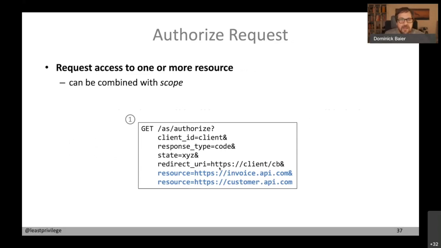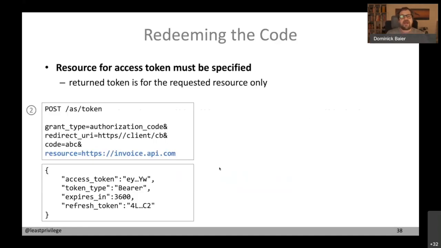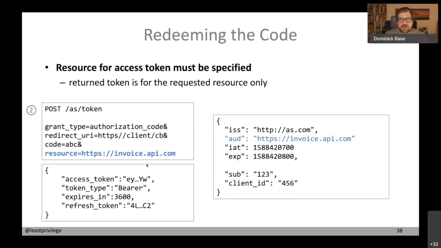Now, how does that work? What you will get back is an authorization code, just as normal. And then when you redeem the authorization code, you say, now give me back a token for invoice.api.com, and the access token that comes back from that token request will have the audience set to the resource name, which means this token can only be used at invoice.api.com. So now the question is, how do I get the other access token?